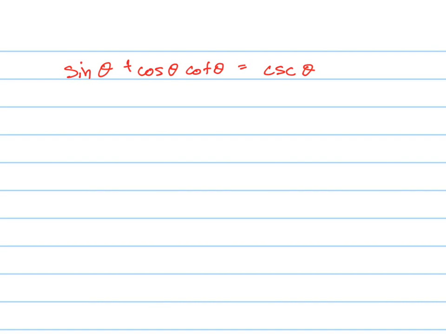All right, so for this one, one of the strategies that you use sometimes is to convert everything into sine and cosine. And let's do that. So this I have to change into what? What's cotangent the same as? Cosine over sine. Cosine theta over sine theta.